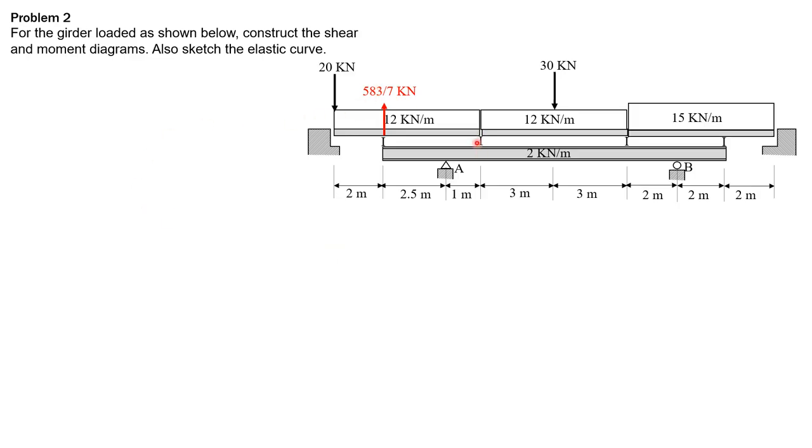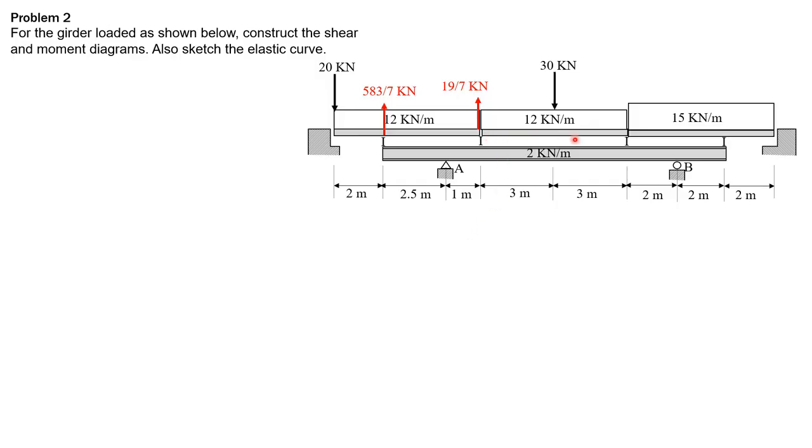Likewise, if you want to compute the reaction just to the left of this point, we sum up moment about this point here. So reaction times 3.5 plus 20 times 2, then minus 12 times 5.5 times 0.75, because 2.75 minus 2 is 0.75. So 12 times 5.5 times 0.75 minus 20 times 2 divided by 3.5. So the reaction just to the left is 19 over 7.